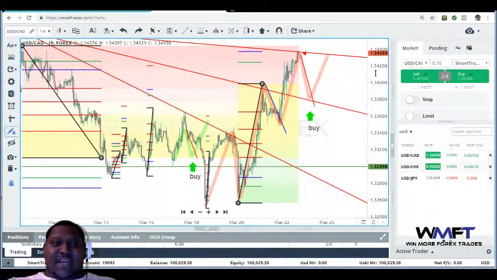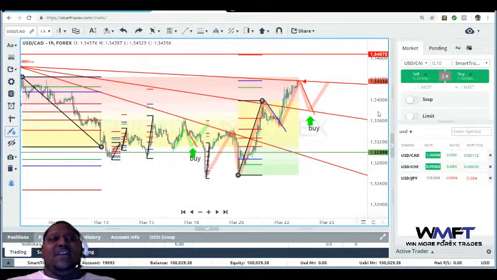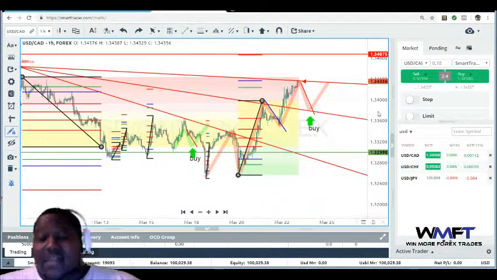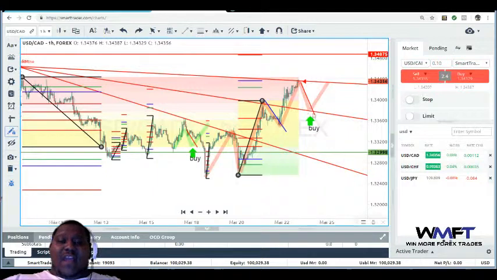So everything's been lining up. That's the USDCAD, United States dollar, and the Great British Pound, and the Japanese yen. So that's just what I wanted to come to you guys real quick.